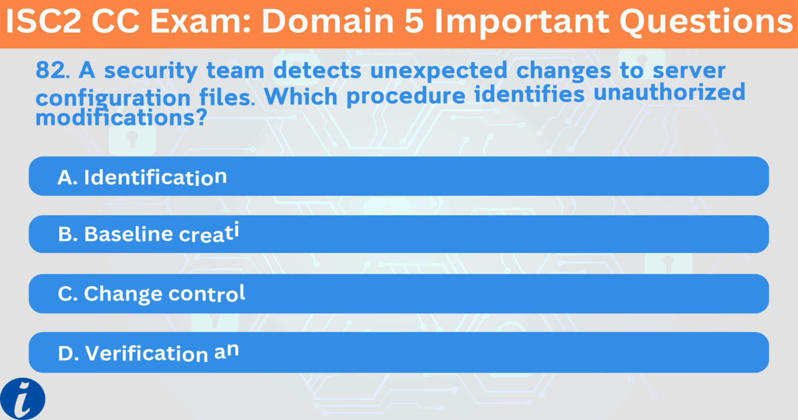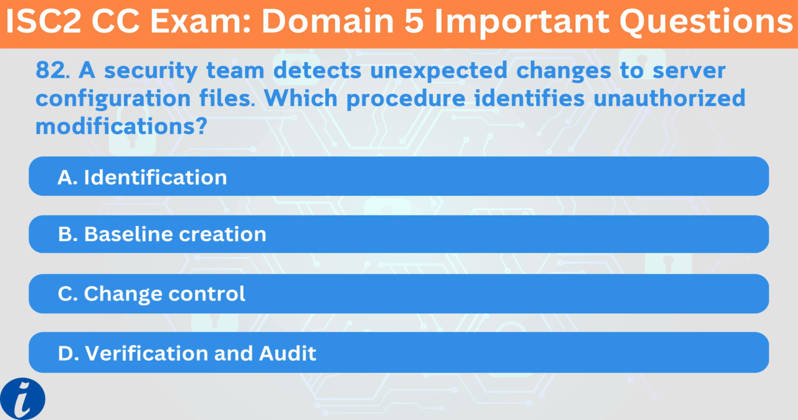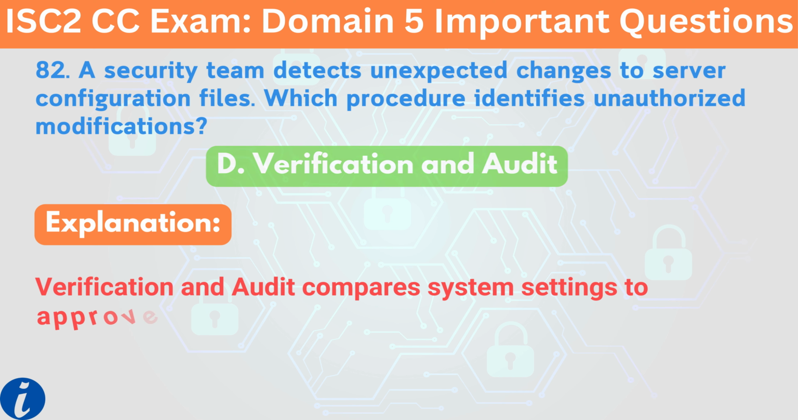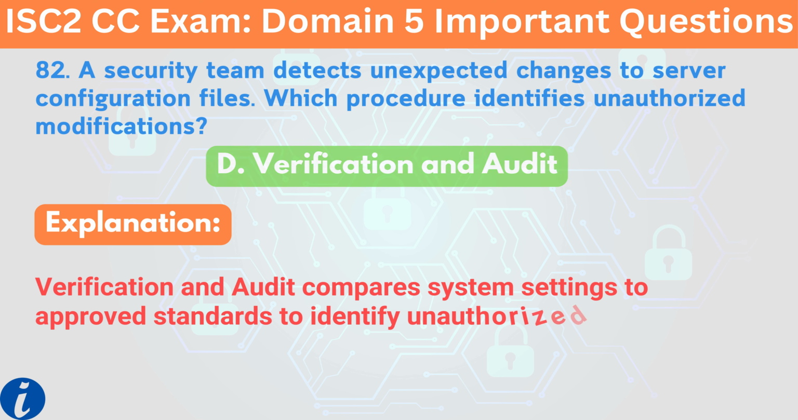82. A security team detects unexpected changes to server configuration files. Which procedure identifies unauthorized modifications? A. Identification. B. Baseline creation. C. Change control. D. Verification and audit. The correct answer is D. Verification and audit. Explanation. Verification and audit compares system settings to approved standards to identify unauthorized changes.